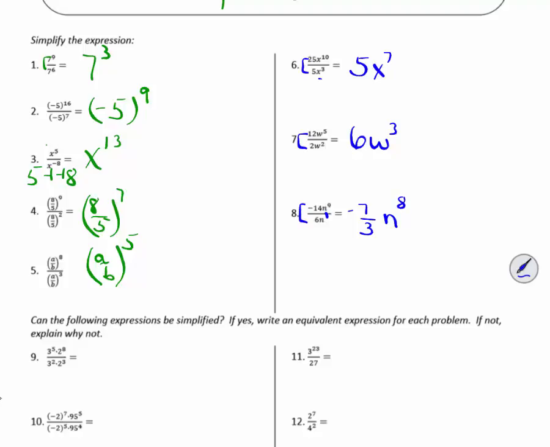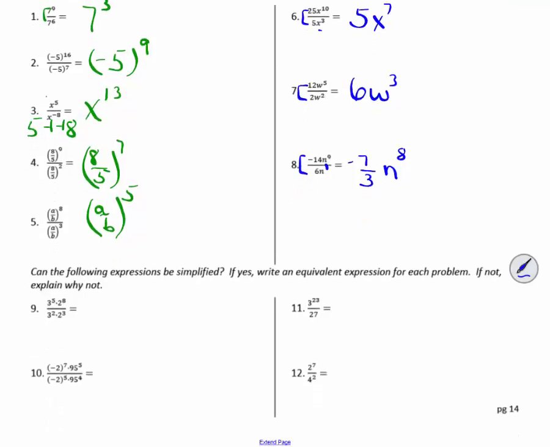Okay, let's see. Can the following expressions be simplified? If yes, write an equivalent expression. So here, we're going to match up our bases. So here I have bases of 3, and then I'm going to subtract my exponents. 5 minus 2 is 3. For the bases of 2, I'm going to keep the base. 8 minus 3 is 5. And those are being multiplied, so we keep the multiplication symbol. So it's just making sure you match up.